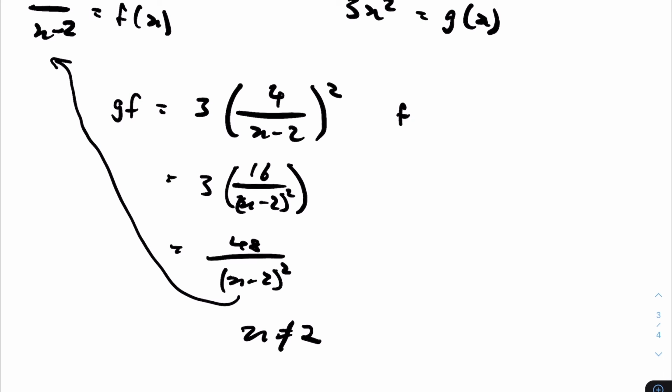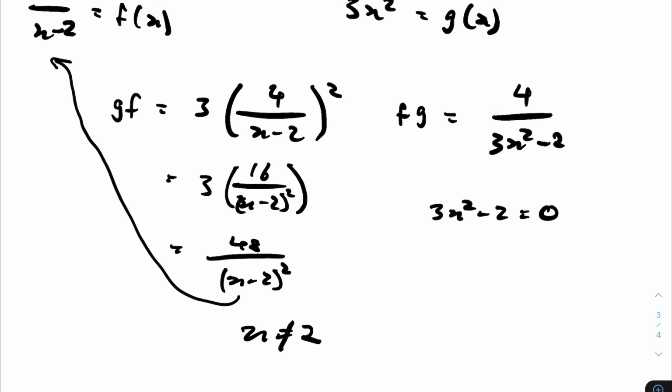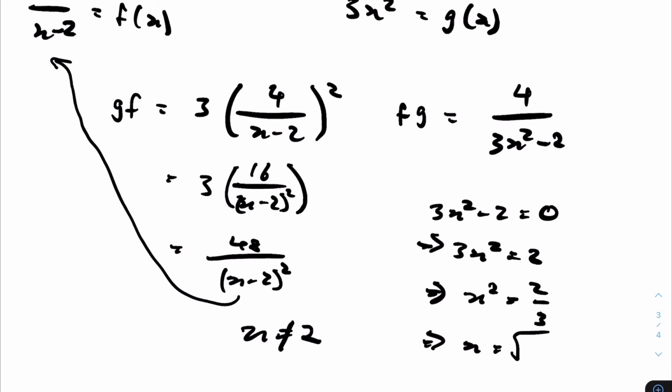However, if we were to do it the other way, where we put 3x² into f, so let's take f(g(x)), that would become 4/(3x² − 2). And in this case, the only restrictions to the domain are that 3x² − 2 cannot equal 0, because the denominator cannot equal 0 for any function. That would become 3x² = 2, x² = 2/3, so x is the root of 2/3.